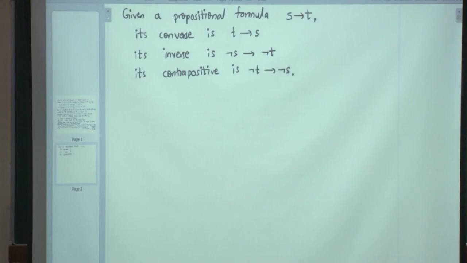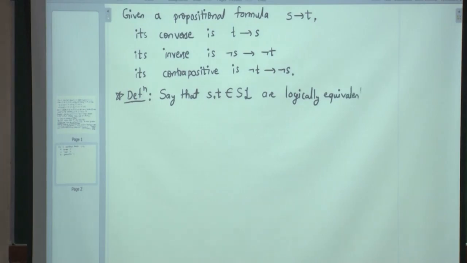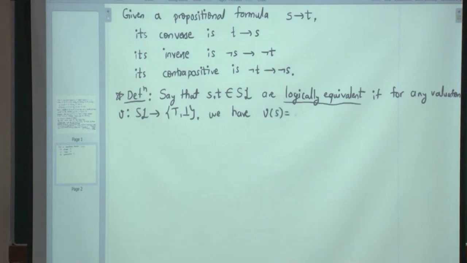So let us write that thing down. So let us write a formula. I'm only going to do, you are not children anymore. Do I need to draw the truth tables for these four formulas? You know what they are. Let me directly start with the definition. So say that S and T in SL are logically equivalent if for any valuation V from SL to true false, we have V of S is equal to V of T.